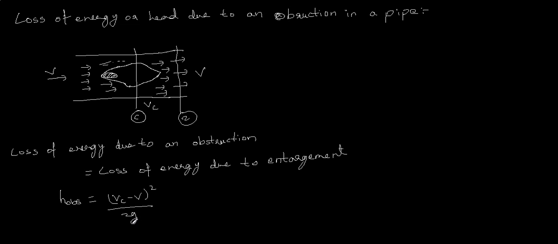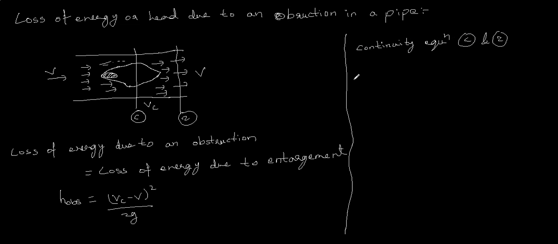Like this we can write the equation for the loss of energy due to an obstruction present in the pipe flow, but still it is not a sufficient formula to find out the loss of energy due to the obstruction. We can modify the equation. How can we modify the equation? Here I would like to write the continuity equation between section C and section 2. So how can we write the continuity equation?